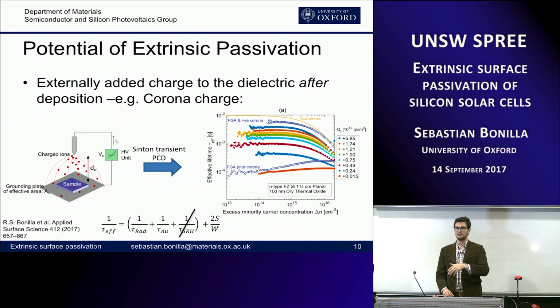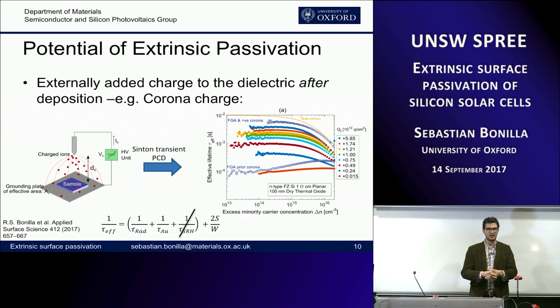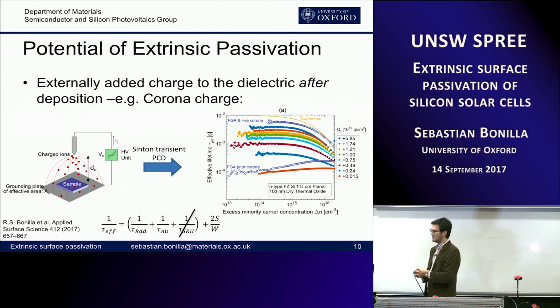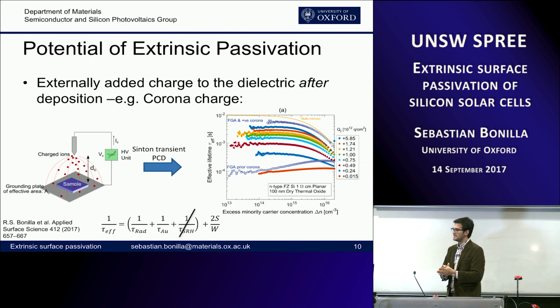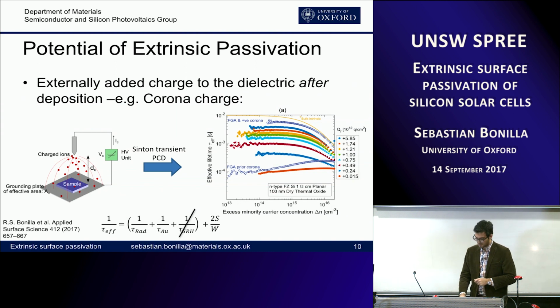So then we went on to try how this would actually affect the passivation at an interface. To do this, we took a piece of 1 ohm centimeter N-type silicon. We grew a 100 nanometer dry silicon oxide, and then we deposited a concentration of positive corona charge on both faces of that dielectric, measured Sinton lifetime, and this is what we got.